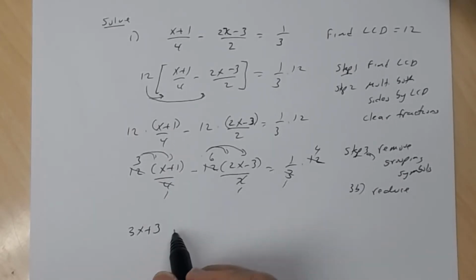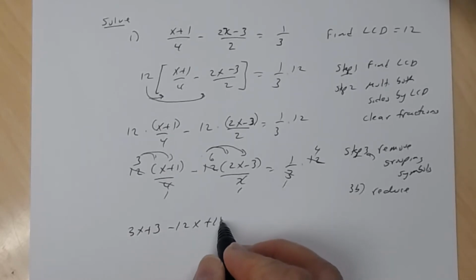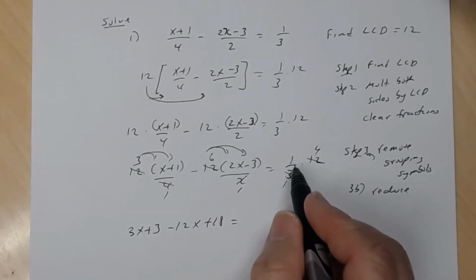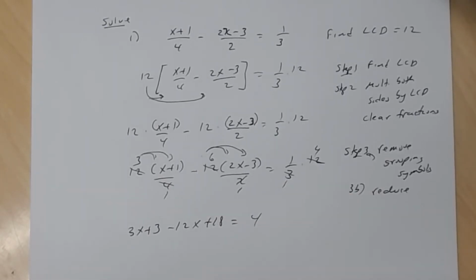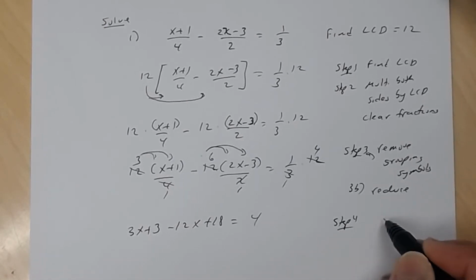And then negative 6 times 2x is negative 12x, and negative 6 times our negative 3 is a positive 18. Equal, and then 1, this is 1 right here. 1 over 1 is 1. 1 times 4 is 4. All right, and then the next step, step 4, is to solve the equation.